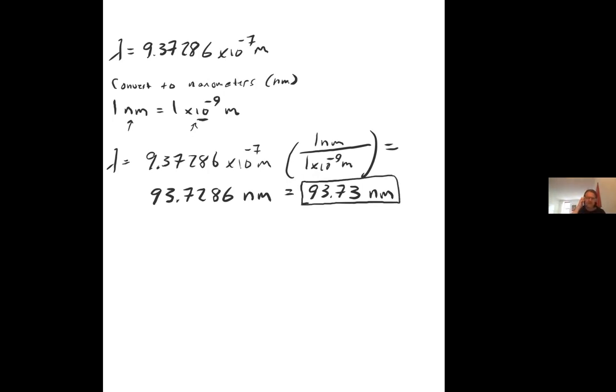Yeah, 93, around 94, close to 94. So that's if they ask you to convert it to a different prefix. Like obviously, if they said micrometers, you would do 10 to the minus 6 instead of 10 to the minus 9. But nanometers is useful, and here's why.